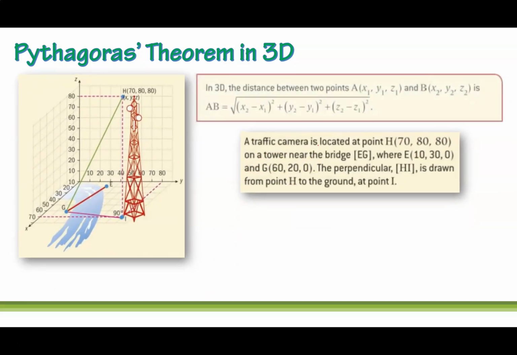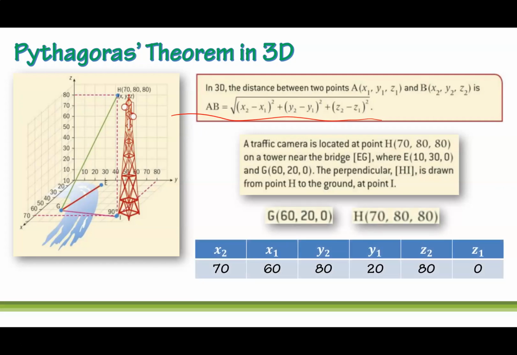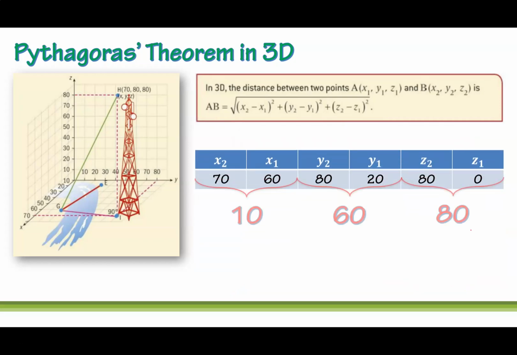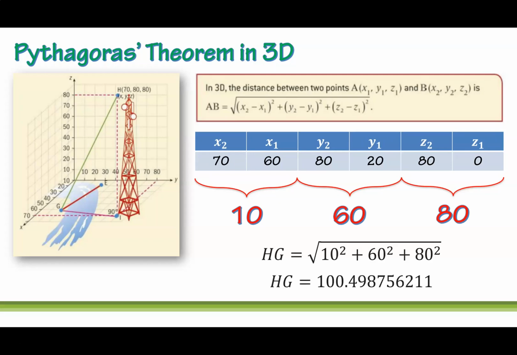And here we go. Here's the formula. Here again, it's the difference between the x's, the difference between the y's, the difference between the z's, all squared, added, and then take the square root of that sum. So there are the coordinates at the endpoints. Here are the x's, the y's, and the z's. I find those differences, which are 10, 60, and 80 respectively, and I add their squares and take the square root of the sum, and that's 100.5.